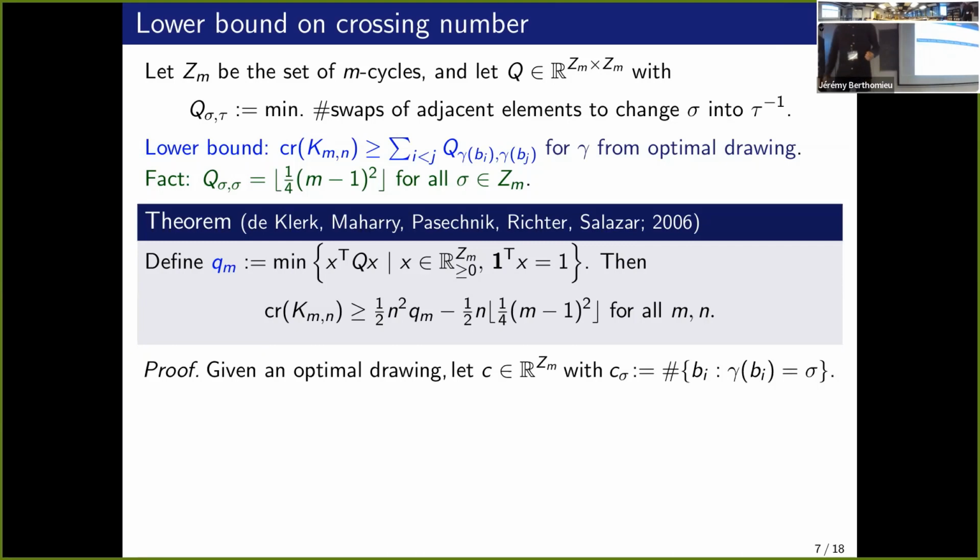It's nice maybe to see a proof. So again, we assume that we have an optimal drawing. Now we let C be the very large vector indexed by all M cycles, and we put C sigma to be the number of bi with gamma bi equal to sigma. So for each M cycle sigma, you just count the number of bi which have sigma associated to it via gamma.